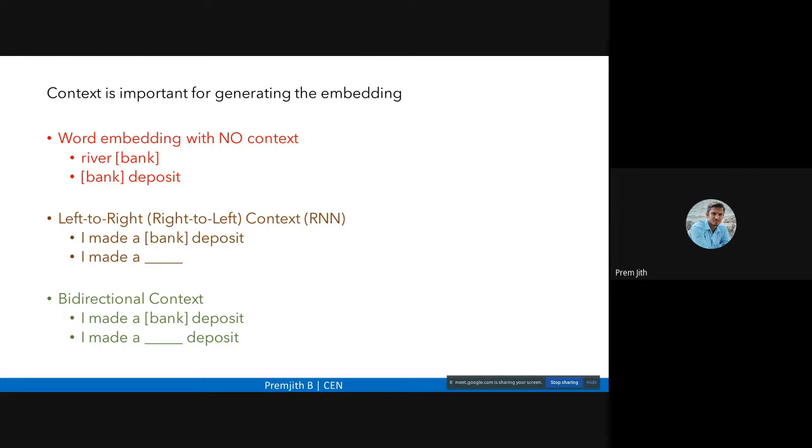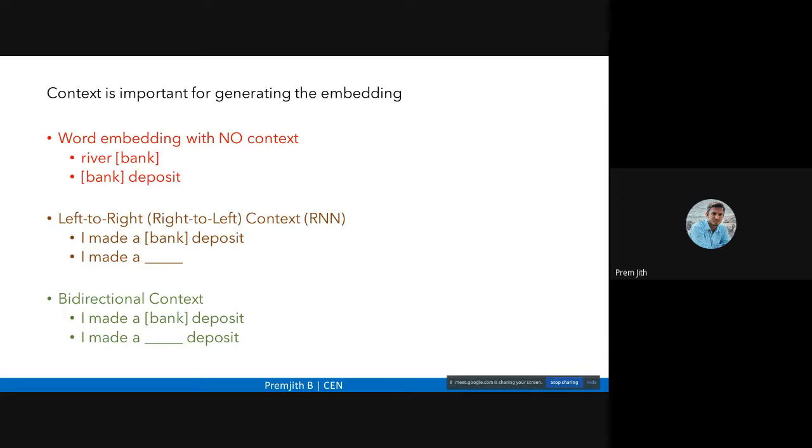But in the algorithm which uses the bidirectional context, you are going to predict the missing word. You mask the word bank, and you ask the network to predict that masked word by considering the context: "I made a dash deposit." You are asking the network to predict the word with the maximum probability to appear in that particular space. Based on the corpus or the data set, the algorithm will understand that bank is going to be the word to be filled in that space.